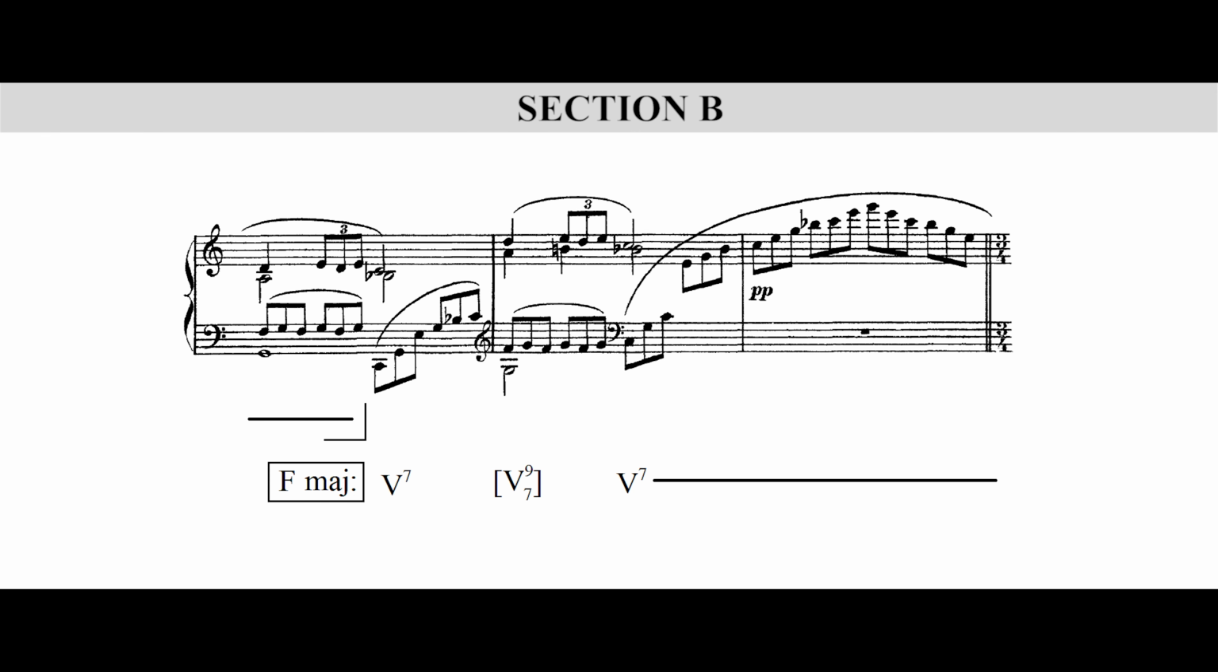The G dominant 7th moves to a C dominant 7th chord, which is of course the dominant in the home key of F major. With a wide arpeggio on C, Debussy links the middle section back to the original first theme.